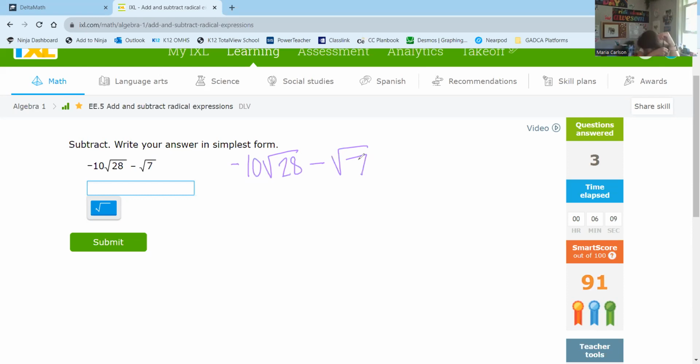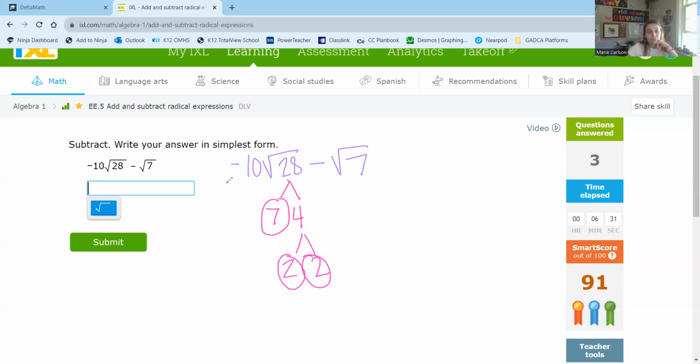All right, so we need to simplify both our terms. I'm going to break down our 28. 28 breaks down into 7 times 4. Then 7 does not break down any further, but 4 breaks down into 2 and 2. So I'm going to circle both of those.